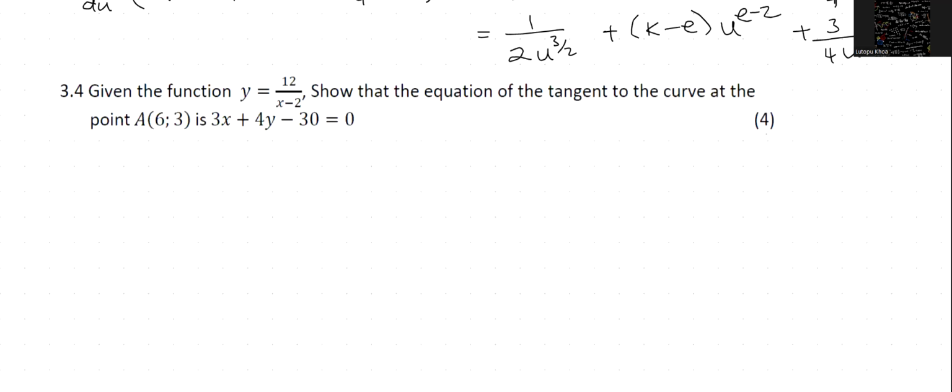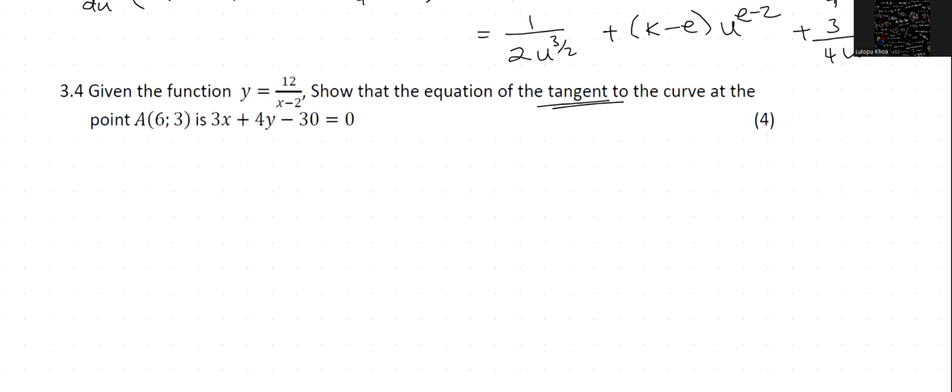Question 3.4, we are given the function y is equal to 12 over x minus 2, and we must show that the equation of the tangent to the curve at the point A is given by this. Whenever you're asked for the equation of the tangent, you need to know that you need to differentiate, and that gives you the gradient of the tangent. If I have the gradient of the tangent, I have the point of tangency, I need to come up with the equation of the line and then show that it's equal to this.